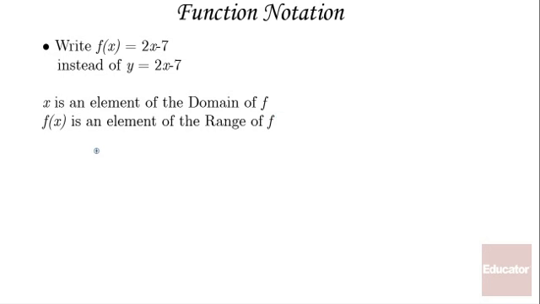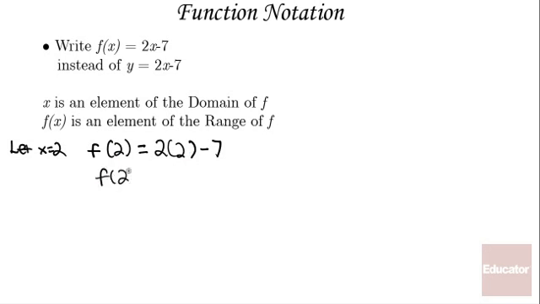Another thing you may see is a value assigned to x. So let's say that I'm going to let x equal 2. Then you may see it written like this, and this is f of 2. So this is going to be the value of the function, the value of y at 2, when x is 2. So in this situation, I'm going to substitute in 2 wherever I see an x. And that's going to give me 4 minus 7. So f of 2 is negative 3.